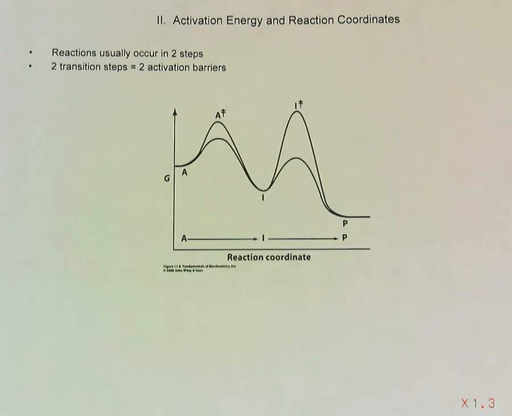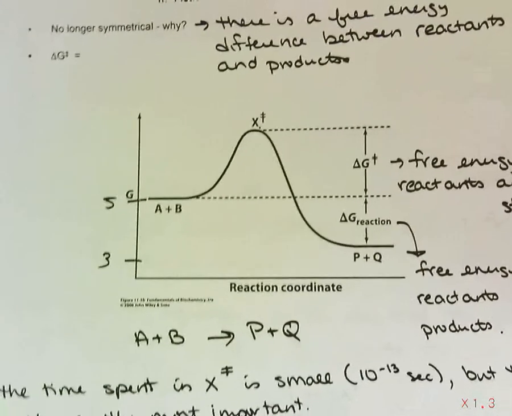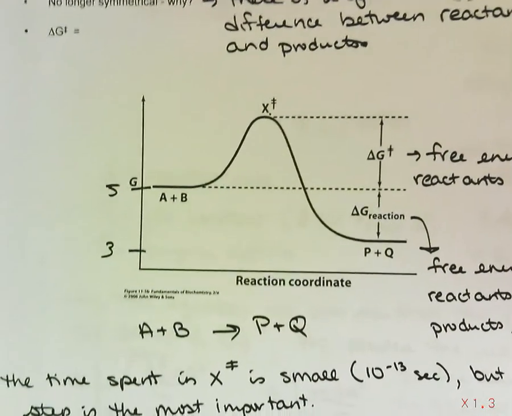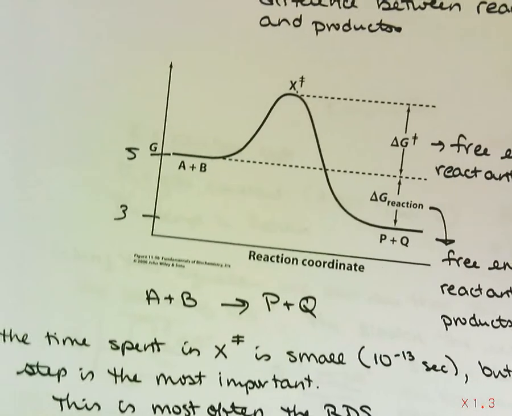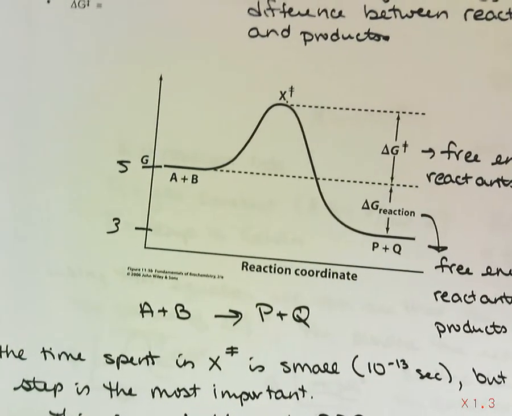All right, so last time we talked about reaction diagram coordinates. We had the Arrhenius equation. We had this one, where I have A plus B goes to P plus Q. We have delta G double dagger and then the delta G of reaction. Good? Okay.